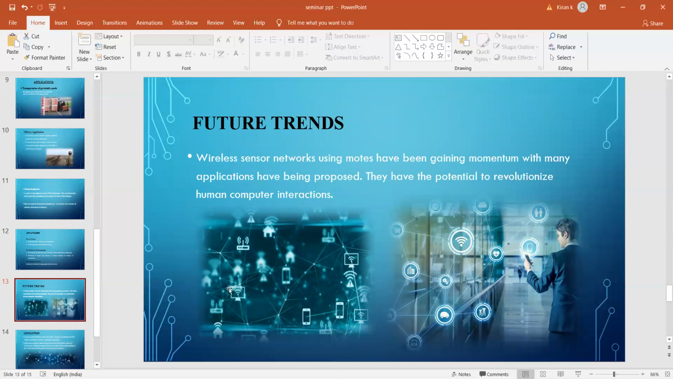So what are the future trends of Smart Dust? We can say wireless sensor networks using Smart Dust. Smart Dust is also called motes. Wireless sensor networks using Smart Dust have been gaining momentum, with many applications having been proposed. They have the potential to revolutionize human-computer interactions.